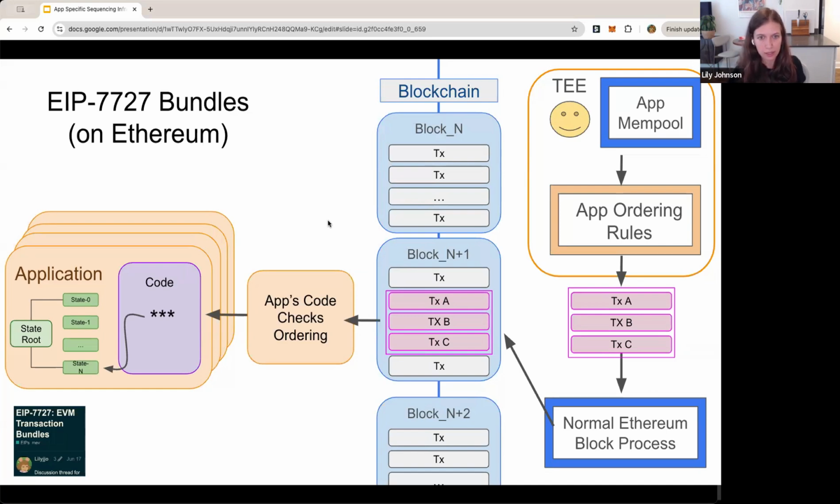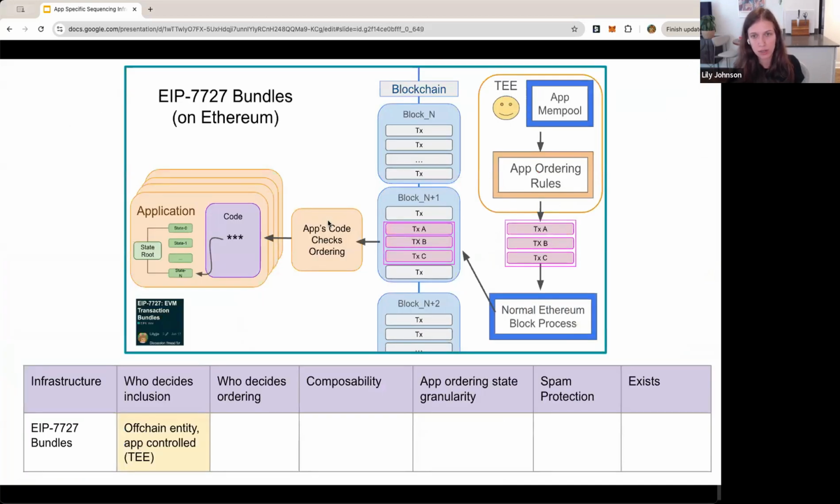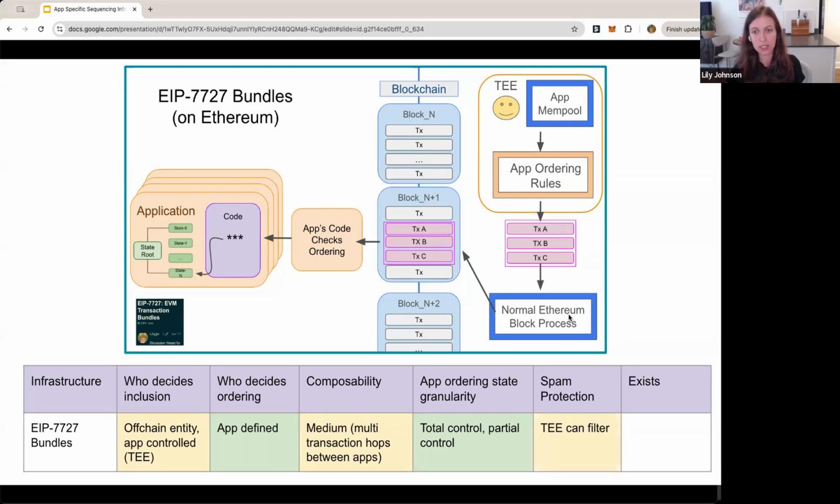In terms of evaluating this architecture, inclusion is typically ordered by an off-chain entity. I like to use CVEs for this, but those have their own security trade-offs. The ordering is defined by the app, which is the whole goal of application-specific sequencing. But the composability, again, is medium. You're probably going to have to use multiple transactions to hop between applications. Again, this is super similar to the previous architecture where the apps have total control, but you probably want to have the withdrawal paths sequenced by the normal block process just for safety. And then in terms of spam protection, TEEs can filter this nicely. I really do like TEEs for this use case, specifically mempools that do spam filtering. And yeah, this does not exist today. It is in draft form.